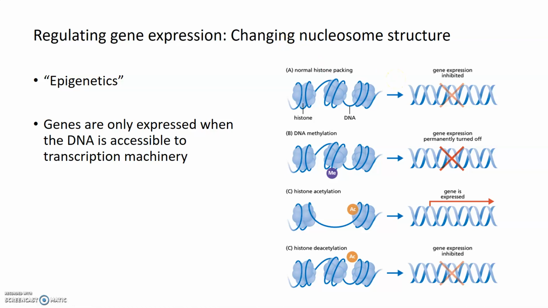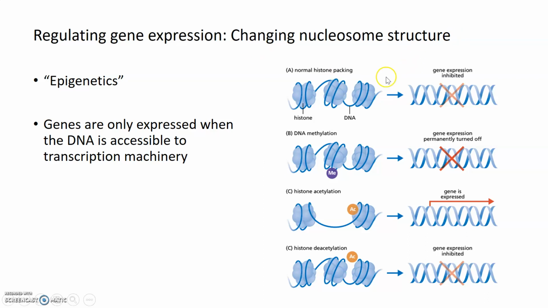It's important to note that genes are only going to be expressed or turned on when the DNA is accessible to the transcription machinery, right? Because you need DNA as a template to make RNA. So if RNA polymerase doesn't have access to that DNA template because that DNA is not accessible, those genes are not going to be expressed.